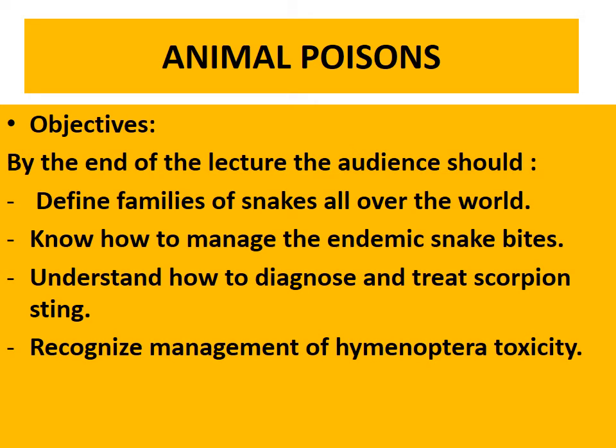Objectives. By the end of the lecture, the audience should first define families of snakes all over the world. We will mention the four main poisonous snake families, and there will be much enrichment information in this point, but we will focus mainly on the two main poisonous snake families which are endemic in Egypt and Malaysia. Second, know how to manage the endemic snake bites.